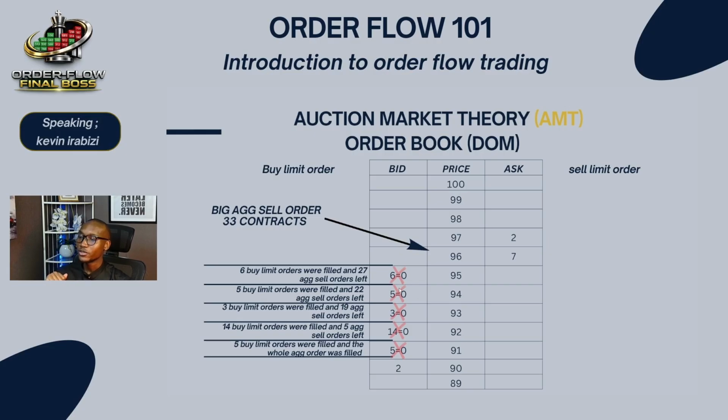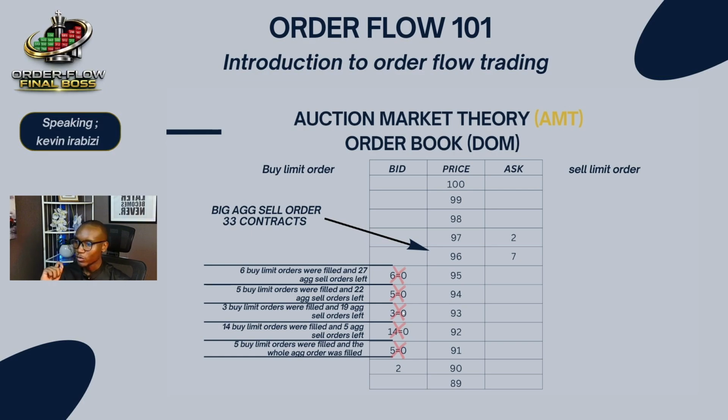0 filled, no more liquidity here. We need to push to the next best available level. So what do we have here? 5 buy limit orders get filled, and we have 22 aggressive sell orders left. We go on to the best available level, and that is price level 93.